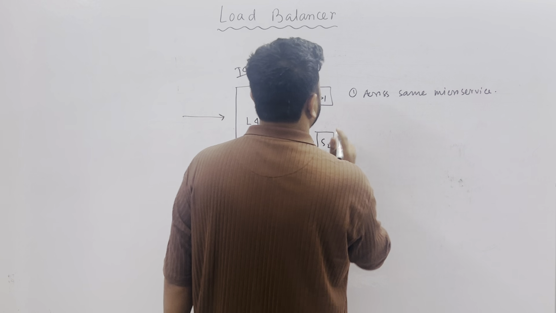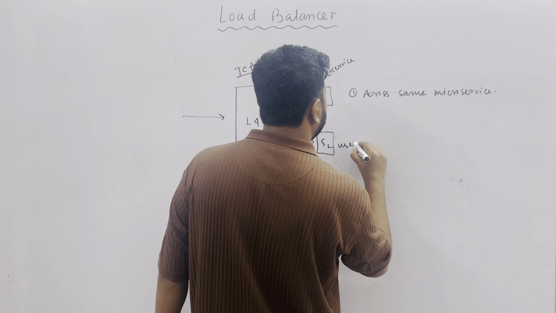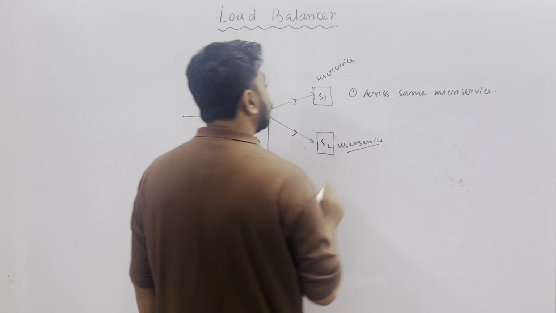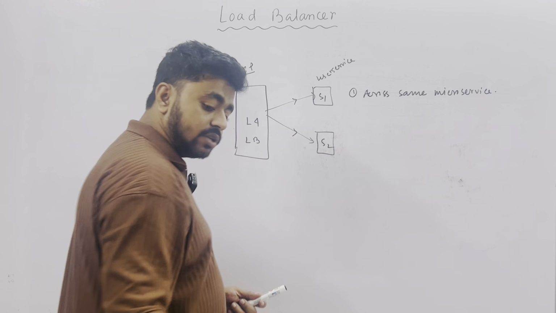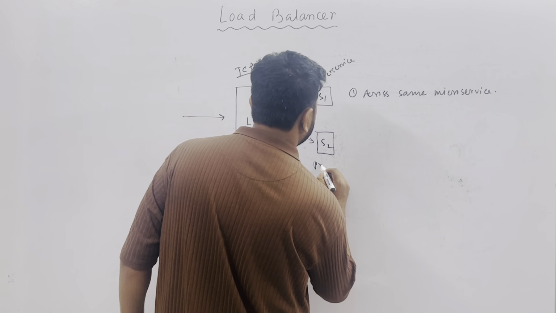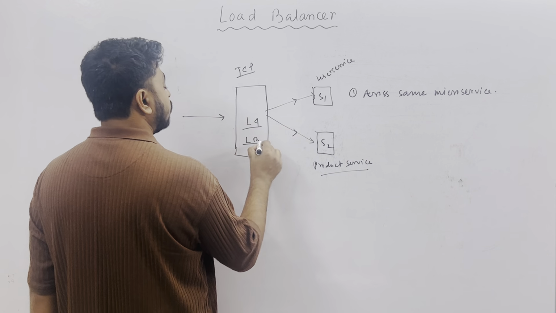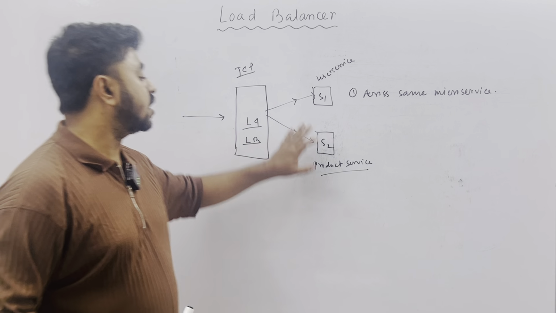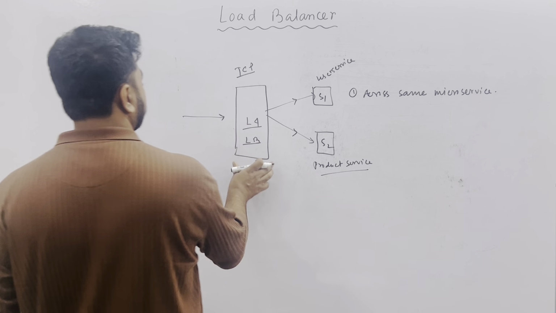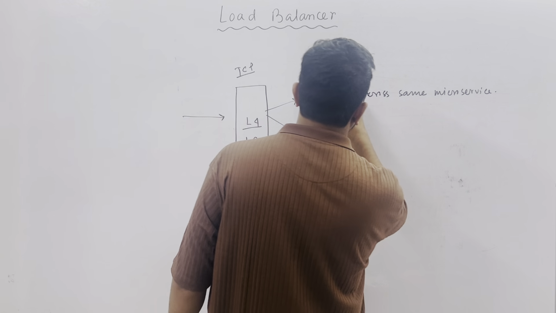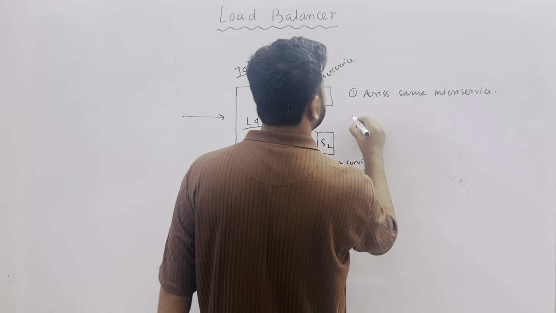That means if this is a user service, this has to be a user service. You cannot distribute load using an L4 load balancer between user service and maybe product service. I hope you understood, because this L4 load balancer will not understand whether your request is for user or product. So, it has to be used where you are horizontally scaling the same microservice.